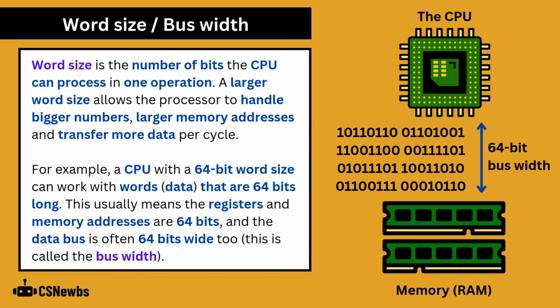This usually means the registers and memory addresses are 64 bits, and the data bus is often 64 bits wide too, and that is called the bus width. A larger bus width allows more bits of data to be transferred to and from memory in a single cycle, improving overall performance.